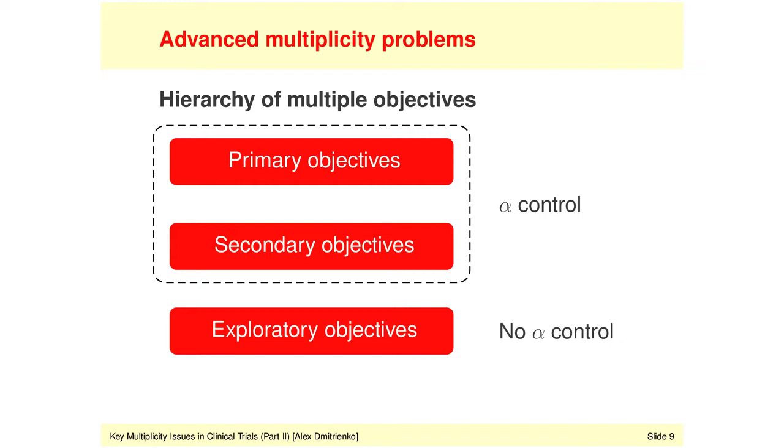And when we look at the bottom box that corresponds to the exploratory objectives, there is clearly no need to provide alpha control. Remember that we said that exploratory analysis play a supportive role, and the results of exploratory analysis are presented in product labels using descriptive statements, not inferential statements, and no p-values can be presented, and for this reason there is really no need to even consider alpha control.